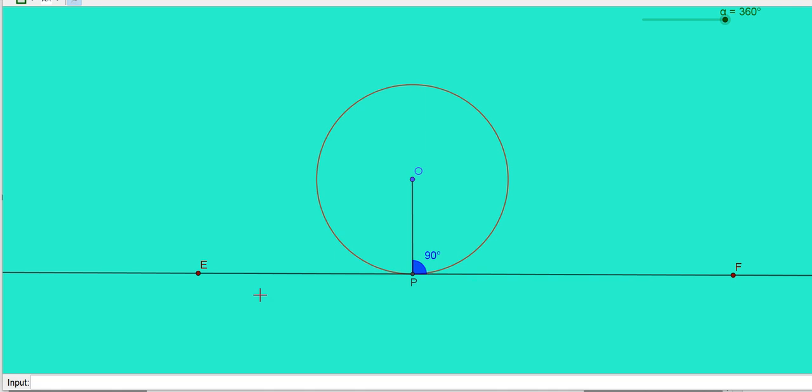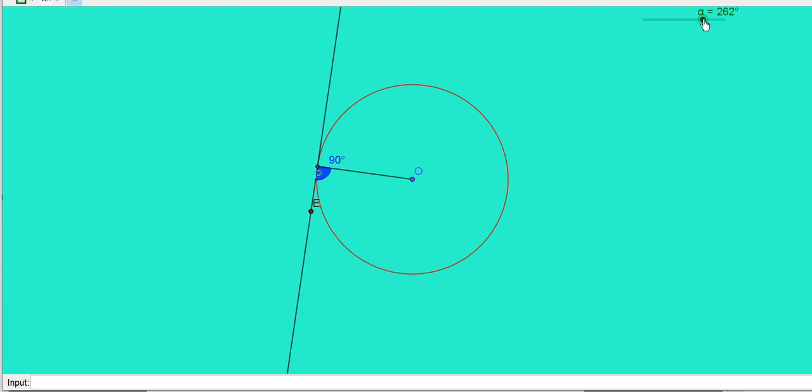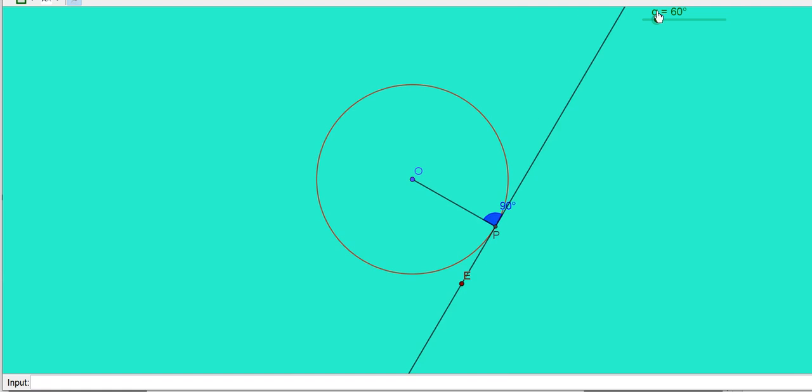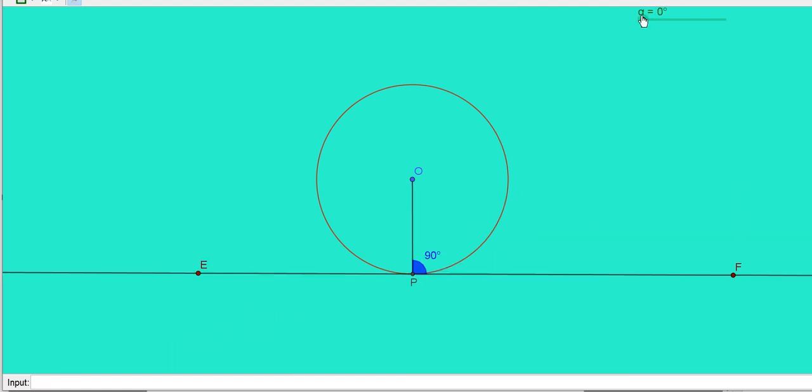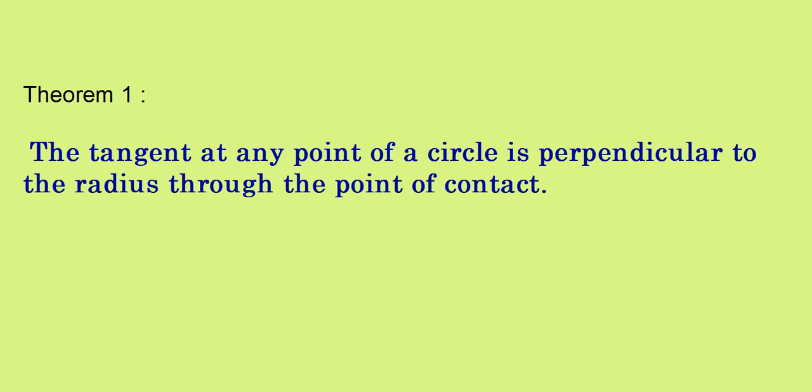So we can say here EF is the tangent and OP is the radius. The angle made by the tangent and the radius is 90 degrees. This is true for every point on the circle. That means tangent is perpendicular to the radius through the point of contact. This is a theorem. And the theorem states as the tangent at any point of a circle is perpendicular to the radius through the point of contact. Now let us prove it.